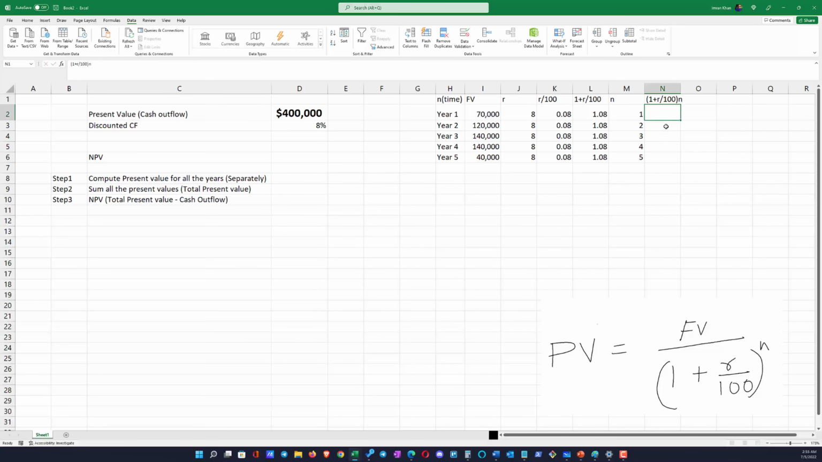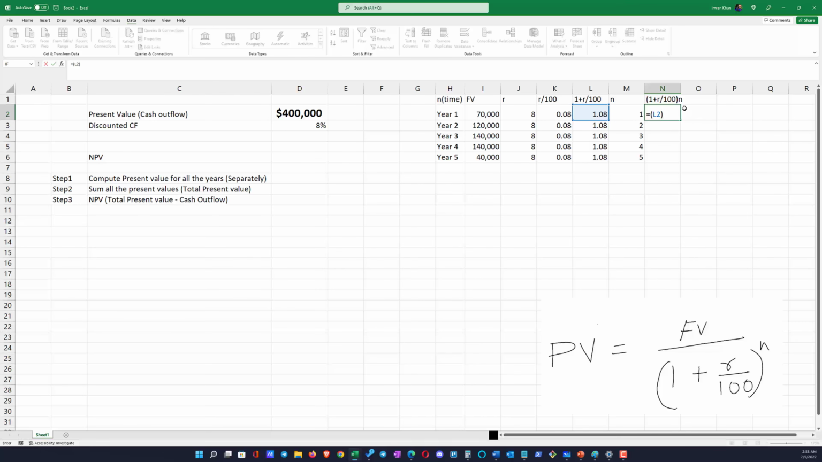How can you do it? We have 1 plus R by 100 right here. So I'm just going to select 1 plus R by 100 here. Now we need to do to the power of n, correct? So what I'm going to do, let me just use the brackets as we see there.